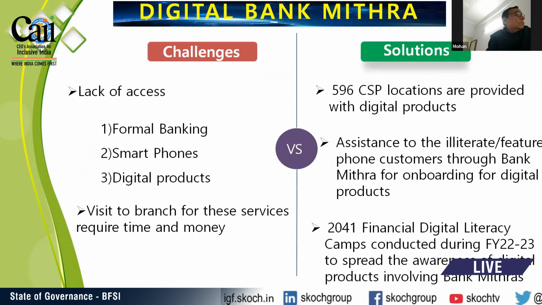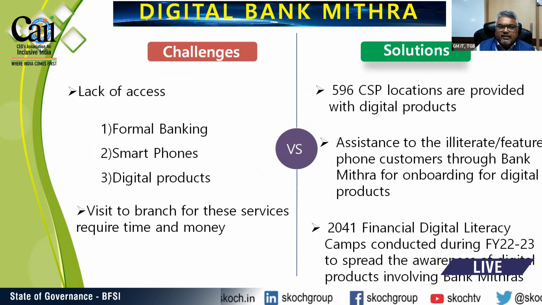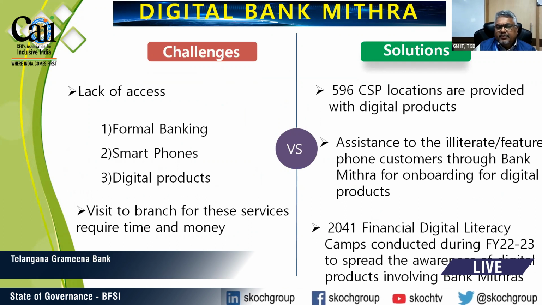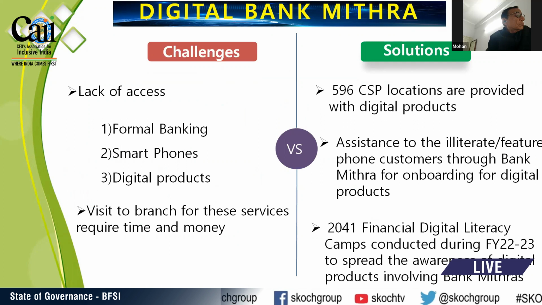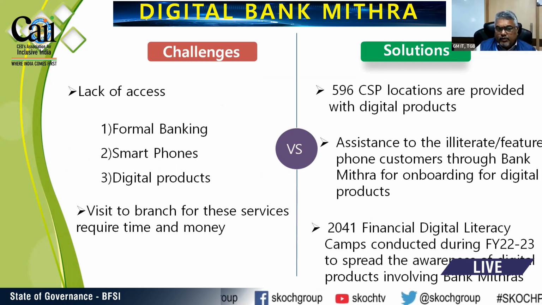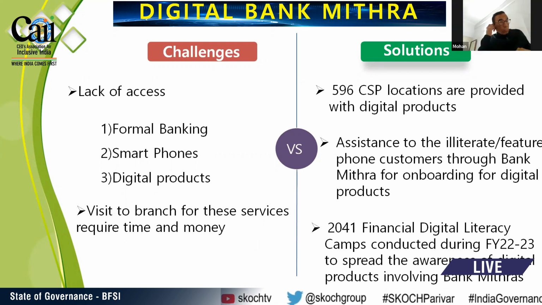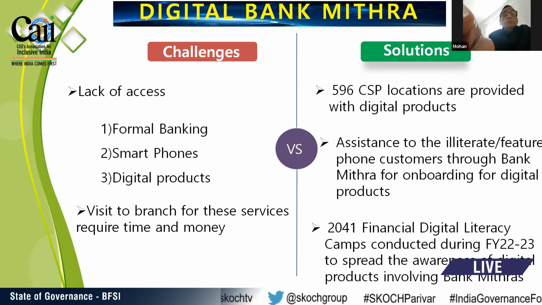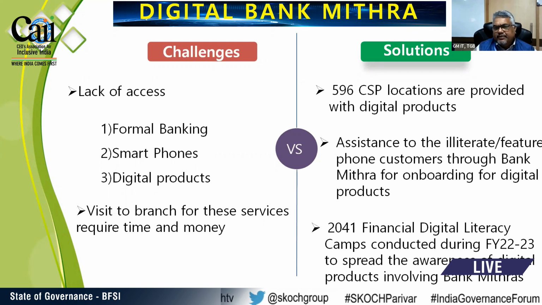So what were the challenges and what was the solution? The challenge was the lack of access for our customers in these areas, and the CSPs, because they had a problem with smartphones and not having access to digital products. They needed to come to the branch to avail any of these services. And sometimes they had to forego their entire day to get to any of these products. Now we have enabled this at their doorstep.